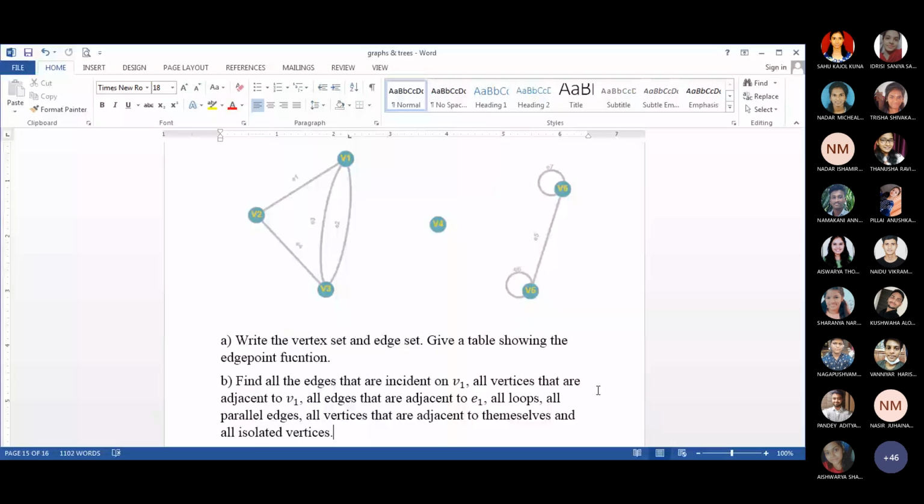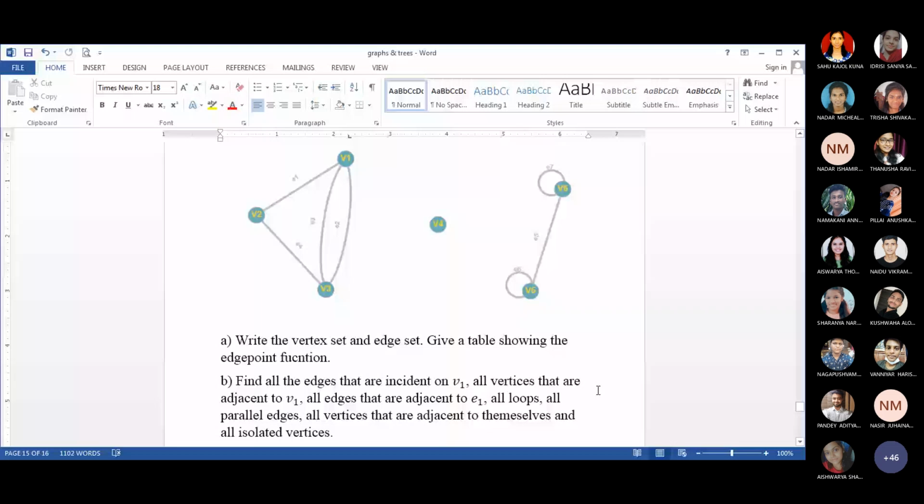Parallel edges. Which ones are the parallel edges in this? E2 and E3. Good. E2, E3 are parallel edges.